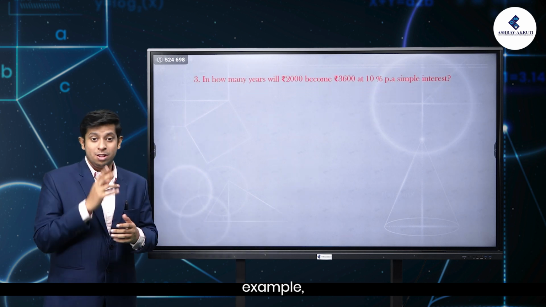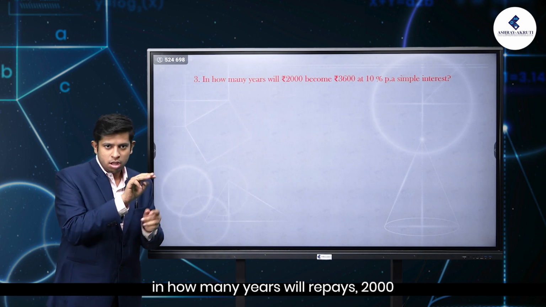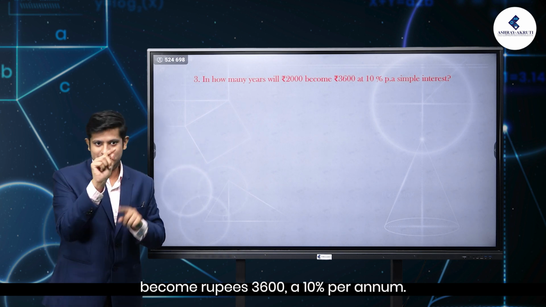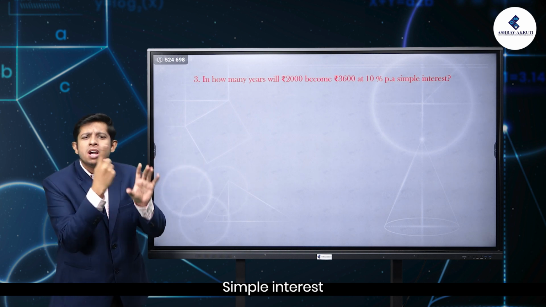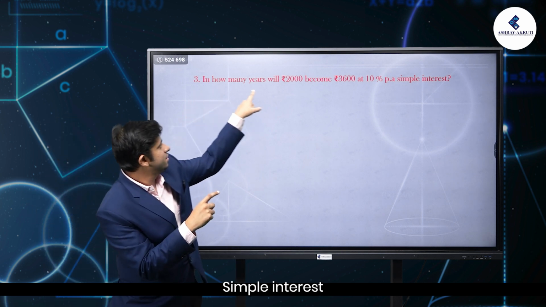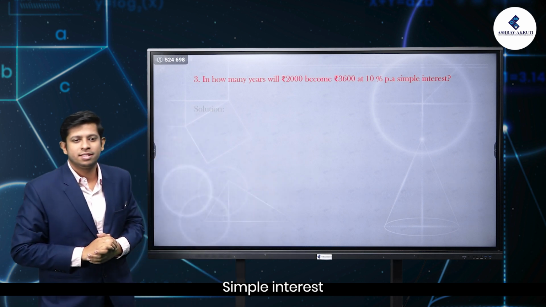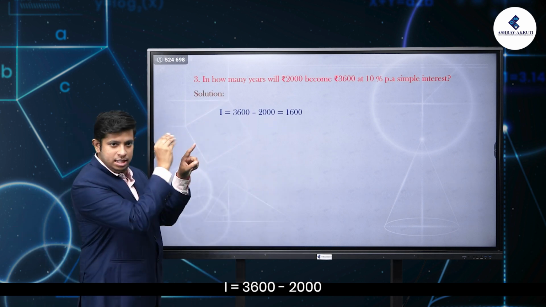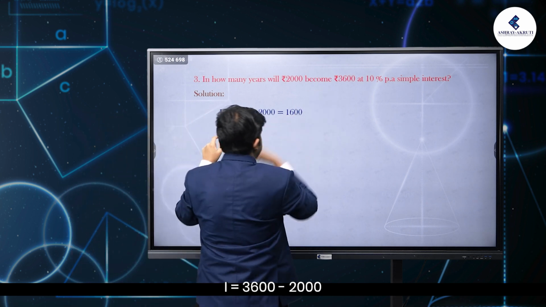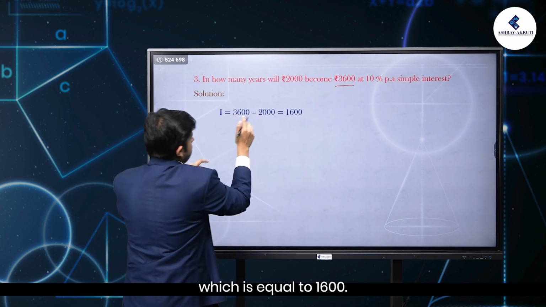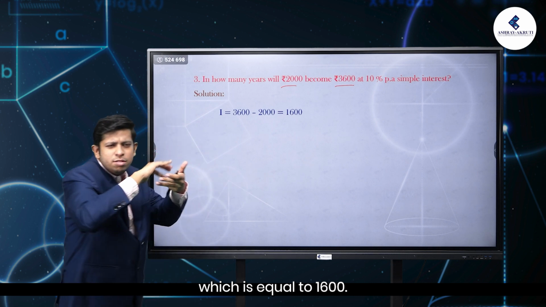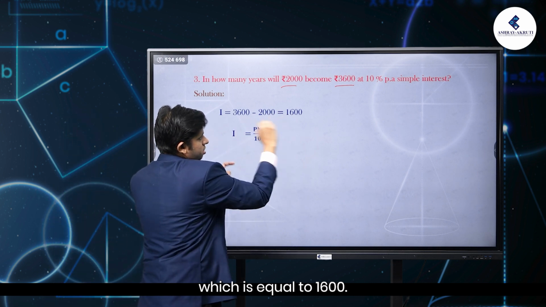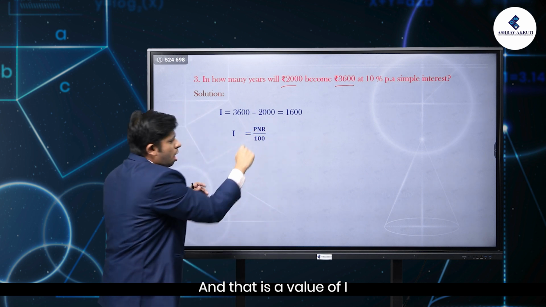Example: in how many years will rupees 2000 become rupees 3600 at 10% per annum simple interest? Solution. I is equal to 3600 minus 2000, which is equal to 1600. And that is the value of I.